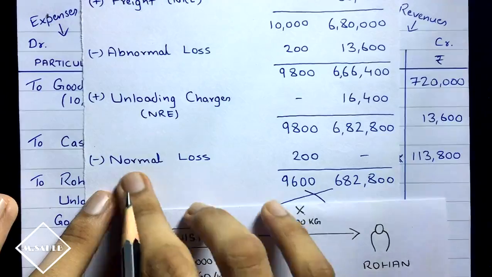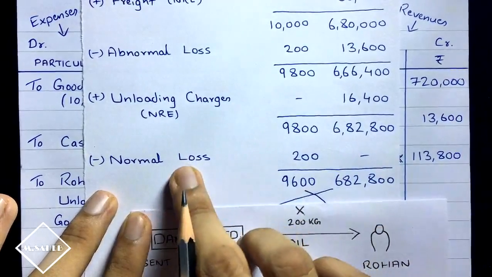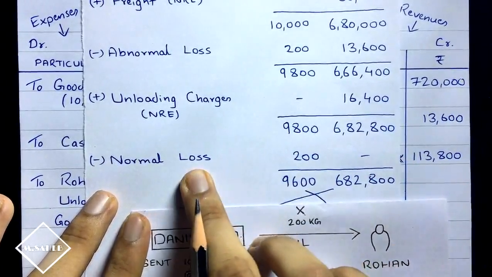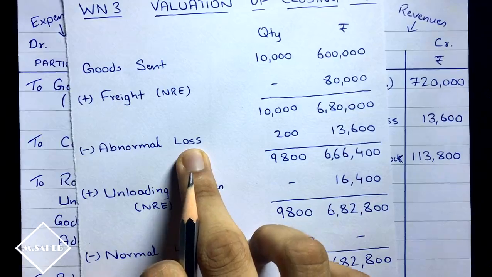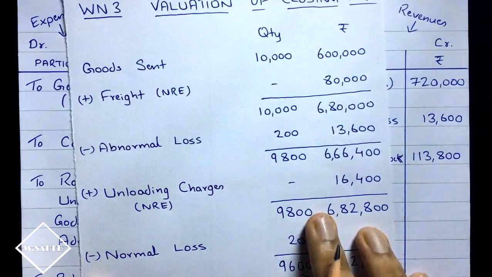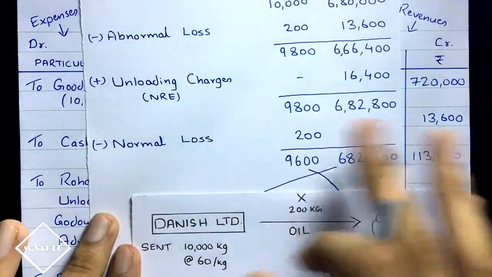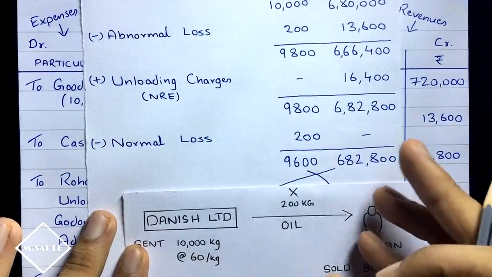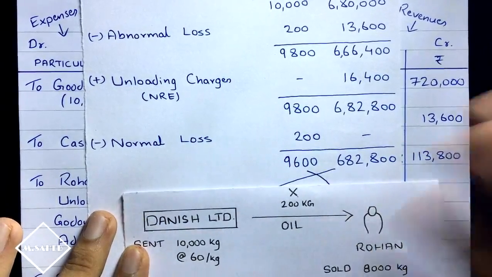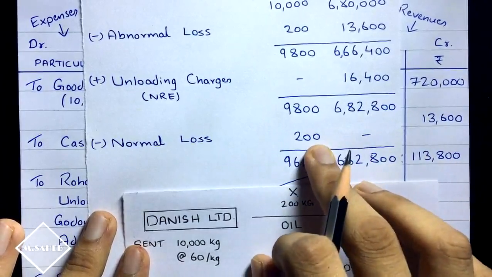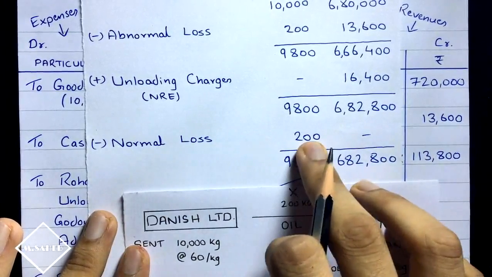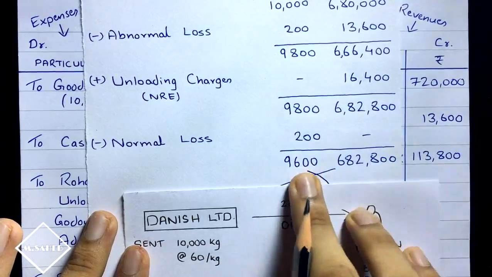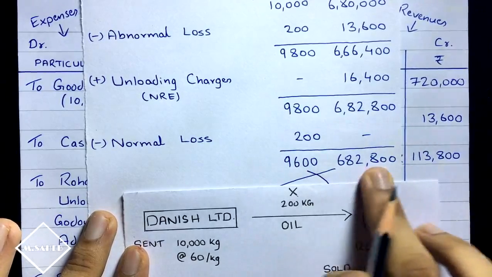We will not consider normal loss as a real loss, because it is natural, it is natural loss, it happens every time, okay, due to leakage, evaporation, like that, okay. But abnormal loss happens due to some accidents or theft, like that, and it can be avoided, but this normal loss cannot be avoided. If you are bringing, let's say, flour or oil, then of course something will evaporate, something will fly away, yeah? So it is unavoidable. So normal loss, only the quantity you will deduct, but you will not do the valuation, and you will keep it same, okay. So 9,600 and 6,82,800, the value will remain the same.